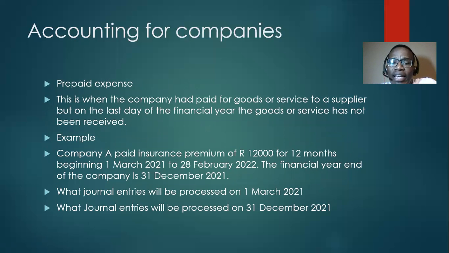Prepaid expense, this is when the company had paid for goods or service to a supplier, but on the last day of the financial year, the goods or service has not been received, right? Then we elaborate this using an example. Say, for example, company A paid an insurance premium of 12,000 for 12 months, beginning 1 March 2021 to 28 February 2022. Then the financial year end for the company is 31 December 2021. Then we are told what journal entries will be processed on 1 March 2021, and also what journal entries will be processed on 31 December 2021.